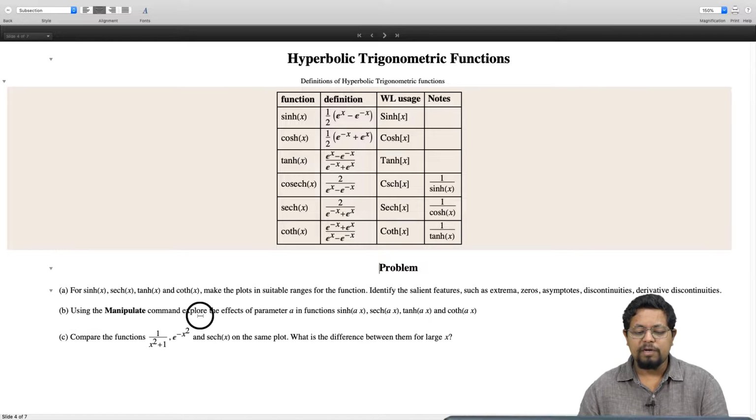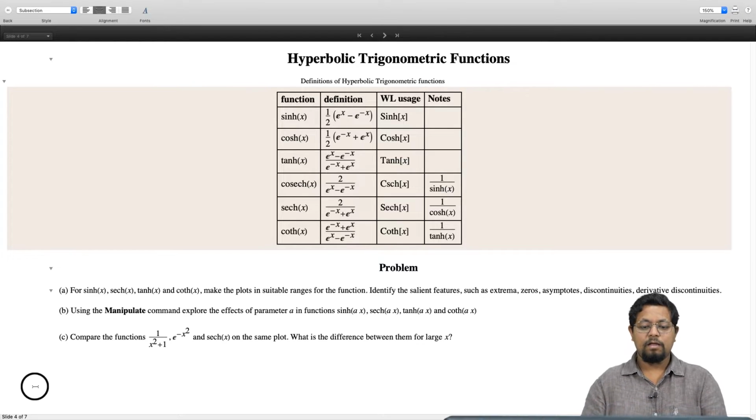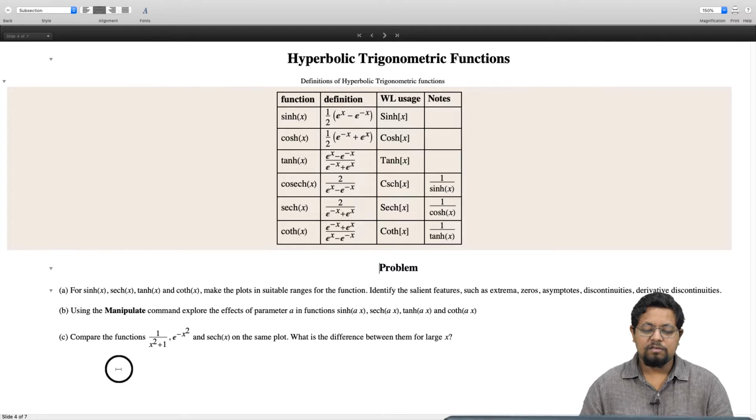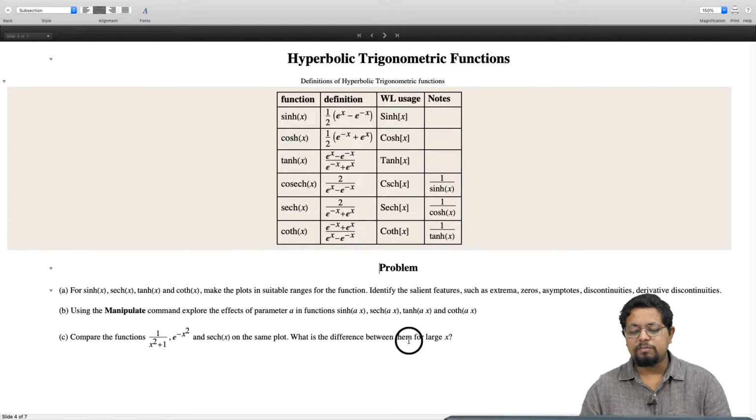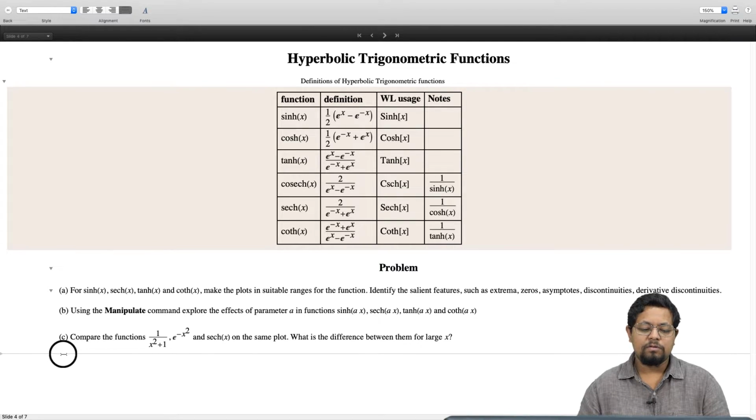Then I also want you to use the Manipulate command to explore the effects of parameter a in the functions sine hyperbolic of ax, secant hyperbolic of ax, tan hyperbolic of ax and cotangent hyperbolic of ax. Finally, I want you to compare the functions, the Lorentzian 1 over x square plus 1, Gaussian e to the power minus x square and secant hyperbolic on the same plot. So the important question here is, what is the difference between them for large x? I want you to try these problems by pausing the video and work them out as homework. I'm going to quickly demonstrate to you the last part of this problem by doing a plot.